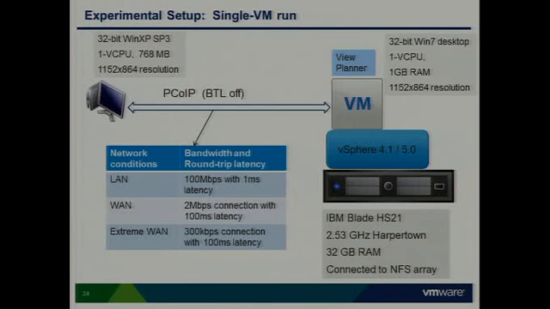And here we are comparing against 3 network conditions. LAN, as you typically use, and WAN and extreme WAN. We will show that in extreme WAN, how we have improved PC over IP and how much we have improved the bandwidth usage for the extreme WAN conditions.